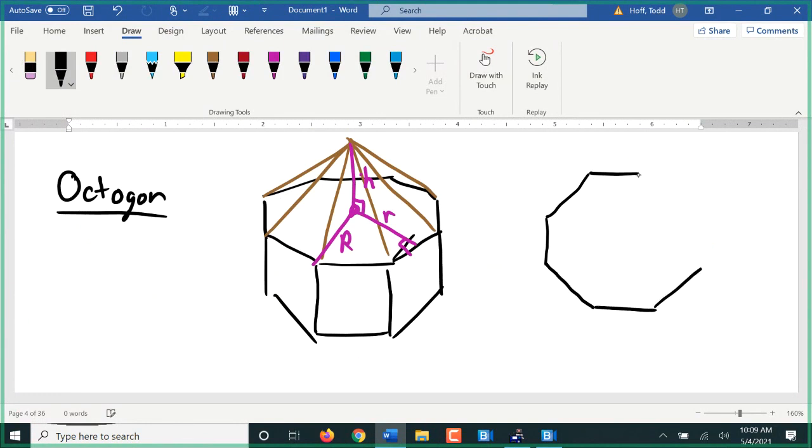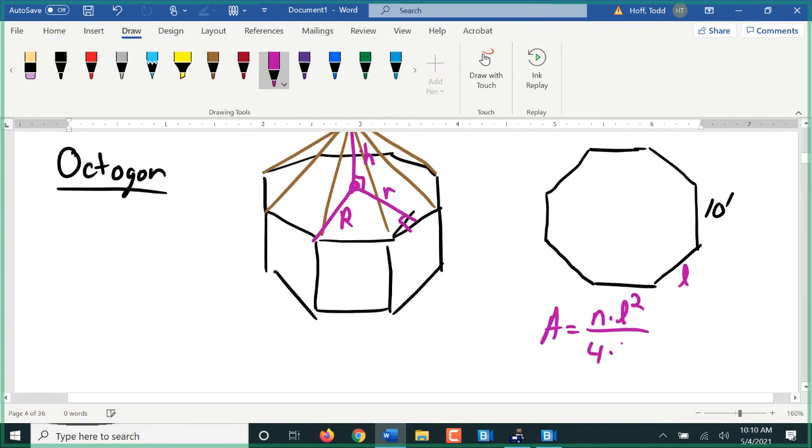We are, of course, going to find the roof area at some point. So pretend this is a regular octagon with 10-foot sides. If you recall, we can find the area of a regular polygon if L is the length of our side and N is the number of sides. That area is N times L squared over 4 times the tangent of 180 over N.